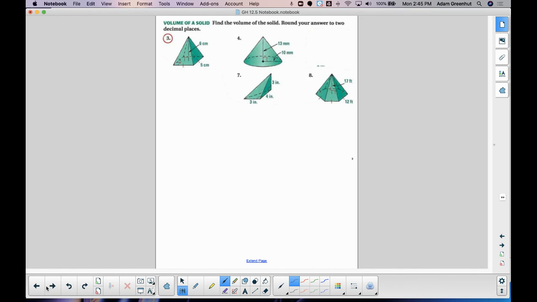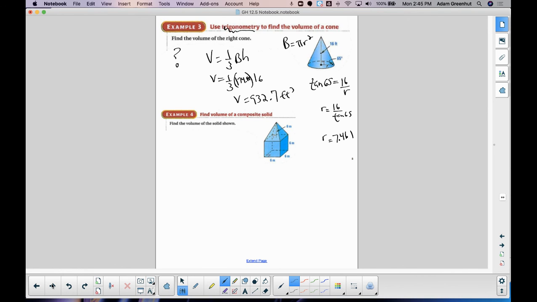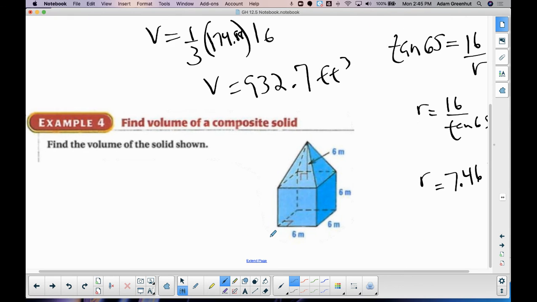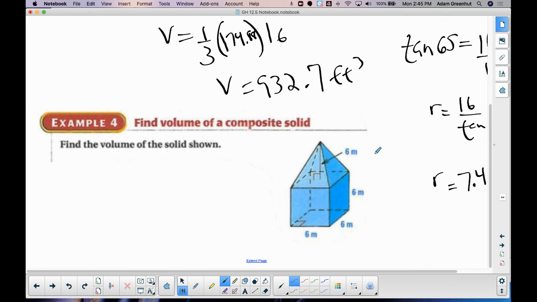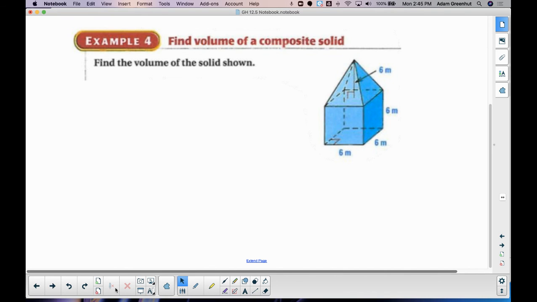And is this the last one? Yeah, last but not least. Oops. Find the volume of this solid. All 6s. Give it a shot. All right, let's see what happened.